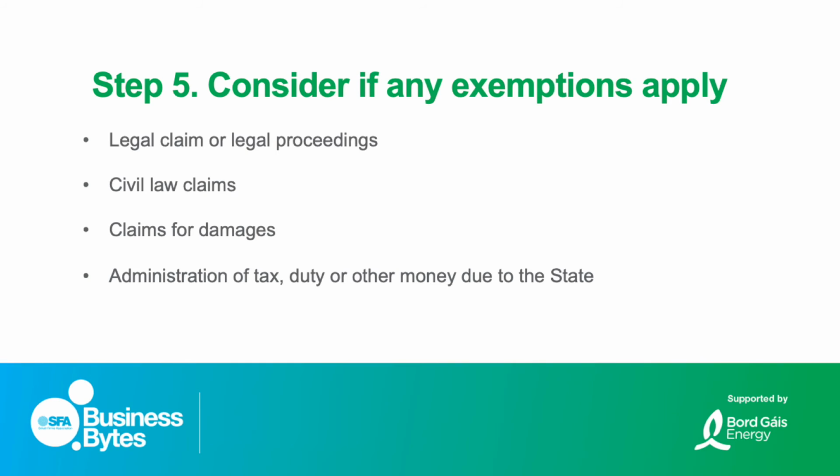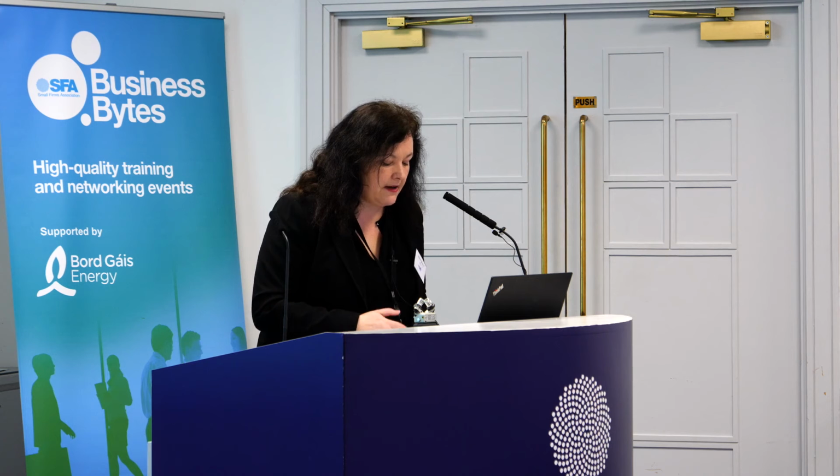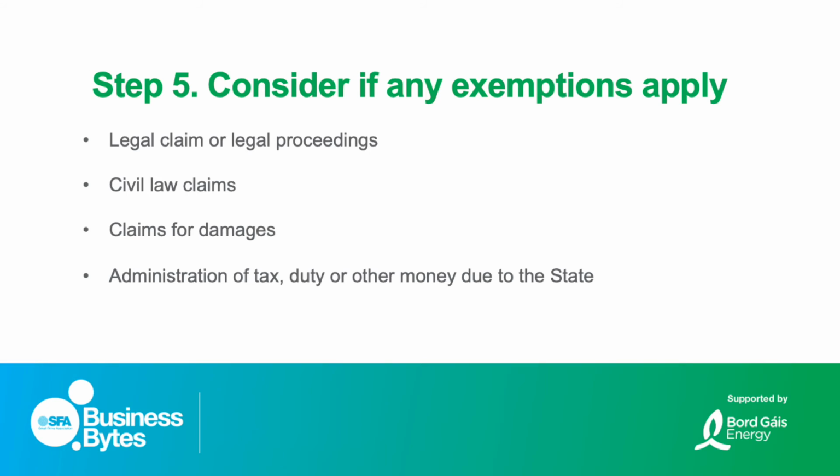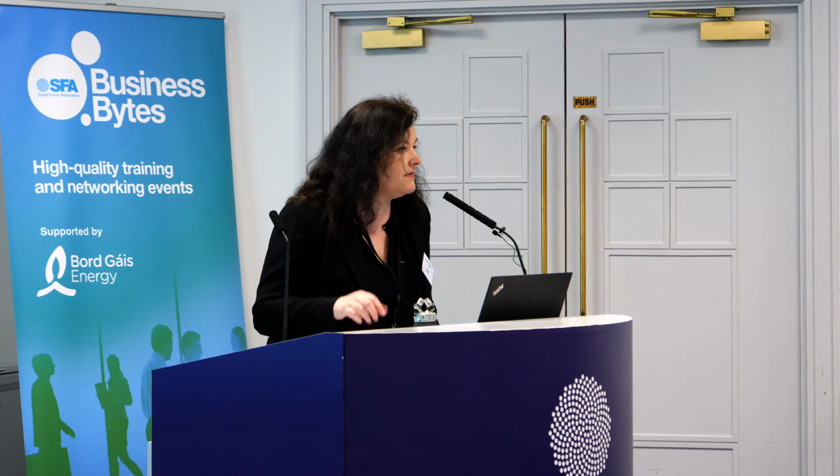So consider if any exemptions apply. There are certain exemptions. There's more detail. We have this 8-step guide up on our website, but I realise time is ticking on. But it's quite in depth there, but there are just a few examples. So if there's a legal claim or there's a potential legal claim, you could potentially not have to pass on. That may be an exemption. Civil law claims, claims for damages, anything around the administration of tax, duty or other money to the state. But you can see that in full, or I can email you a copy of it tomorrow if you want to get in touch with me.